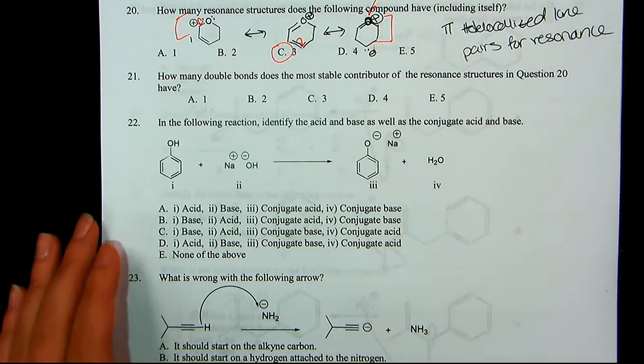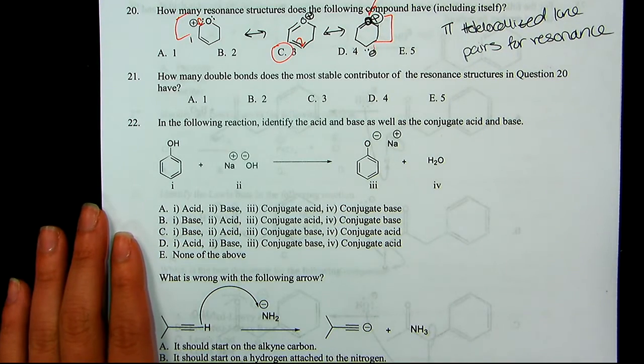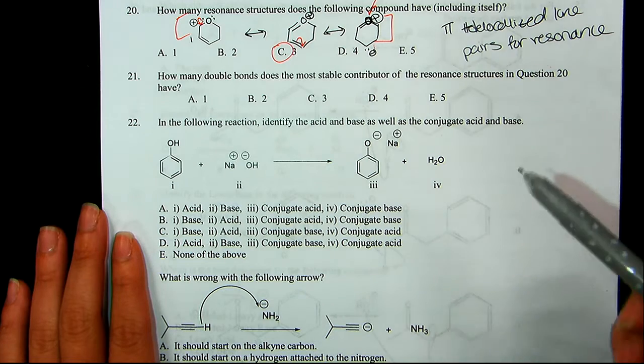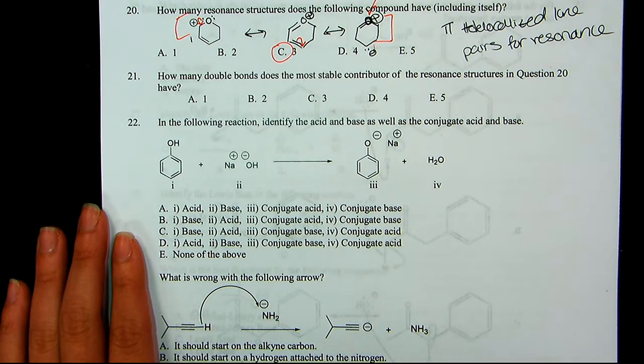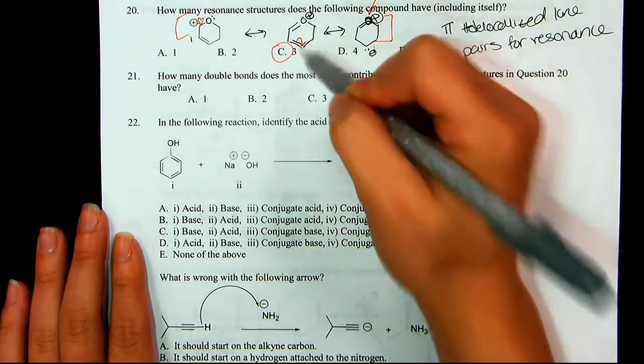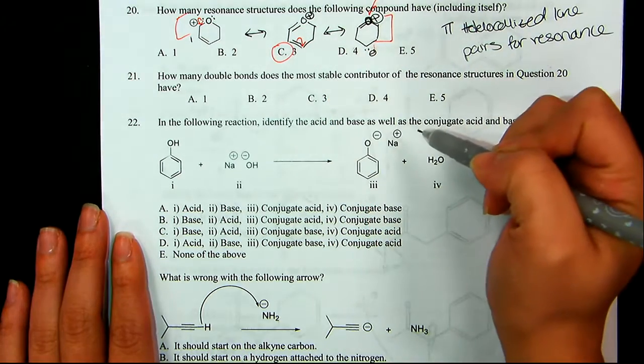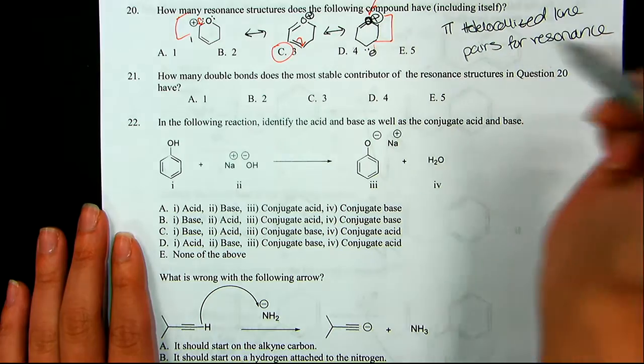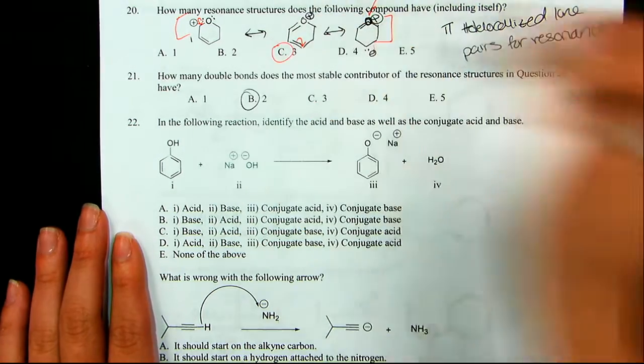Number 21, how many double bonds does the most stable contributor to the resonance in question 20 have? So the most stable contributor of this resonance structure would be this third one. So then we would have 2 double bonds.